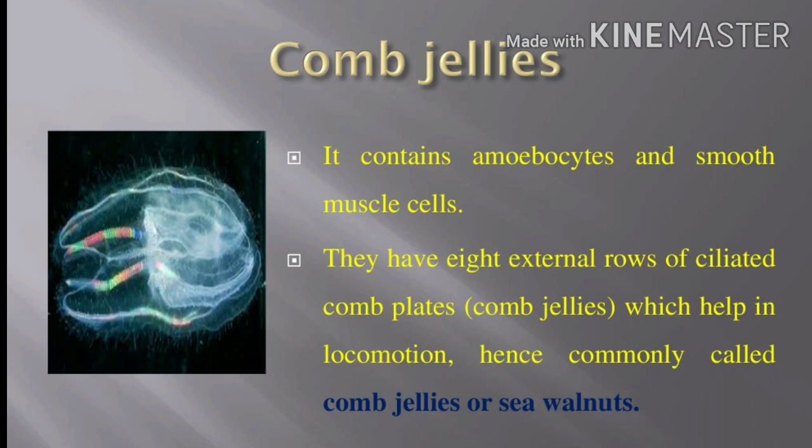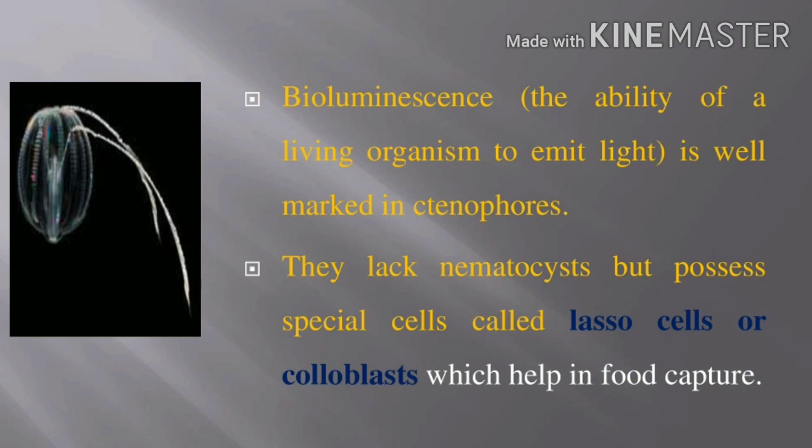Yes, comb jellies. Already I said that comb jellies are bioluminescent. Underline which one is the example of bioluminescence, that is the comb jellies. Why is it called bioluminescence? What is the meaning of bioluminescence? It is the ability to emit light, that is called bioluminescence. It is well marked in Ctenophores. All Ctenophores are bioluminescent, they have the ability to emit light.